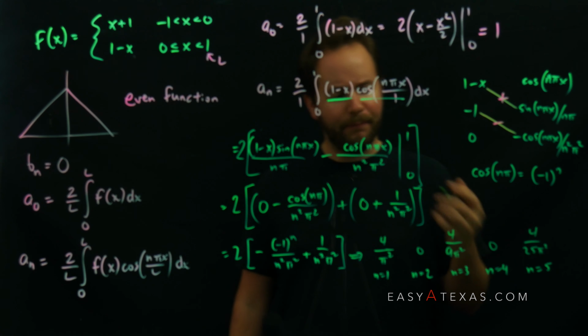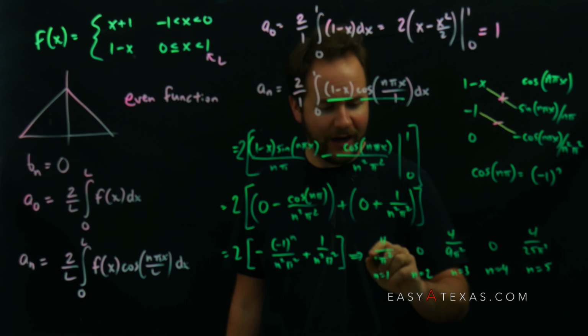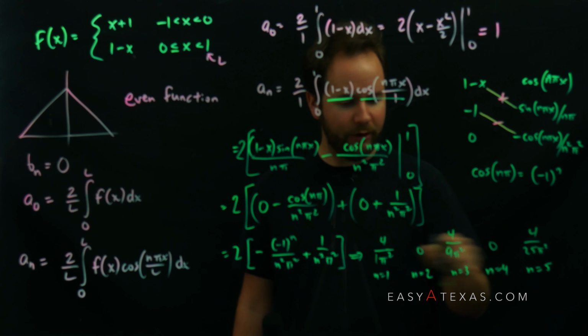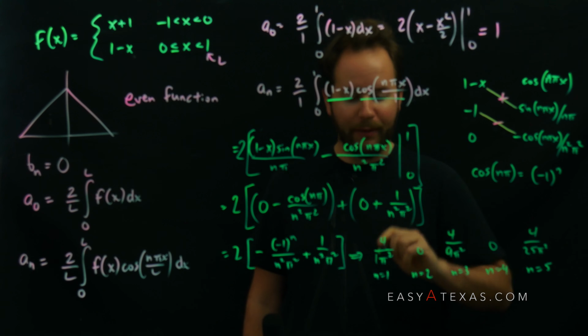Just noticing that the pattern is I'll always have a 4 in the numerator, and I always have an odd number squared in the denominator. So I have 1, 9, 25. Those are my odd numbers squared, along with a pi squared in my denominator.